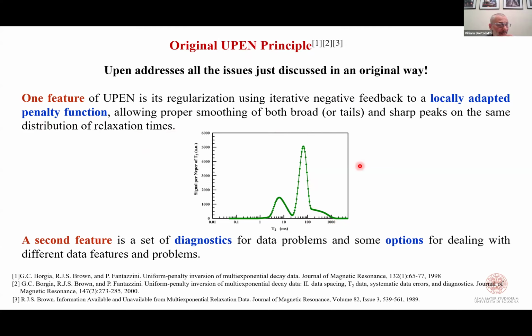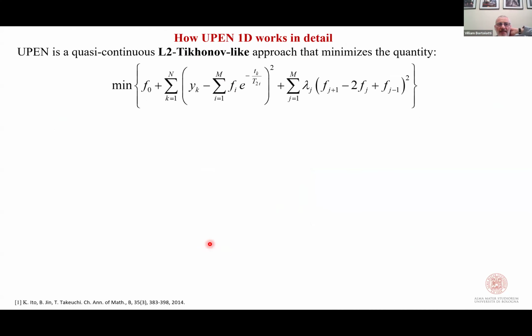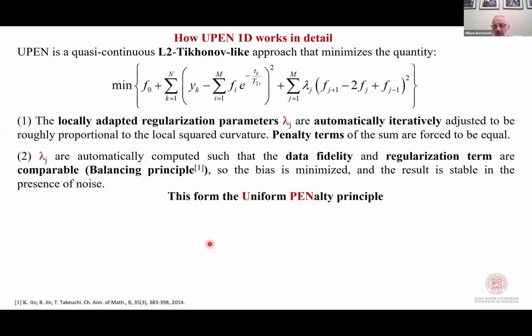Another very important part of the invention is the diagnostic and options of the algorithm, because following what was described before, it is not enough to have just a distribution, but also to have some information about the error and about the quality of this. This is a more mathematically sound representation of the OPEN principle.